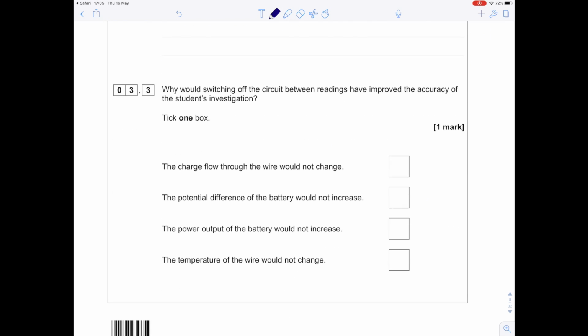Why would switching off the circuit between readings have improved the accuracy of the student's investigation? So accuracy is all to do with how correct it is. The charge flow through the wire would not change. That's not true. The potential difference of the battery would not increase. I don't really like that answer. The power output of the battery would not increase. Again, irrelevant. The temperature of the wire would not change. Yes, you want to turn it off because when the current flows, it increases the temperature of the wire. So if you turn off the circuit, then you're going to help maintain that temperature.